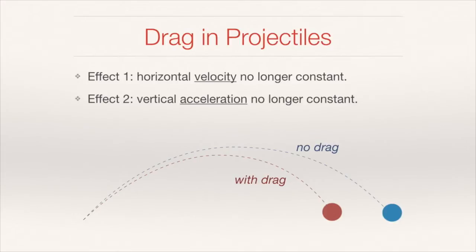So you also notice it reaches the maximum height earlier than the zero drag version does as well. And the trajectory is also no longer symmetrical. So this is no longer symmetrical, whereas this is symmetrical. Anyone got any questions about that? That's a fairly complex concept to take in.